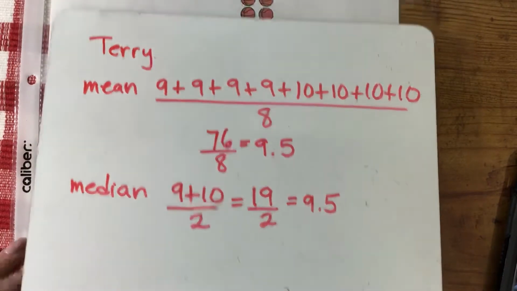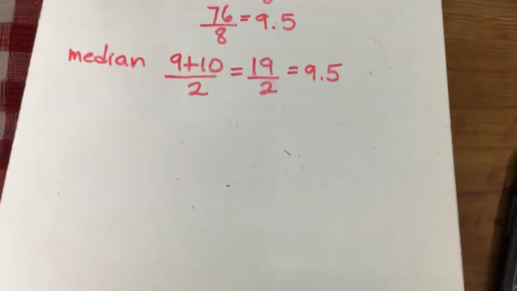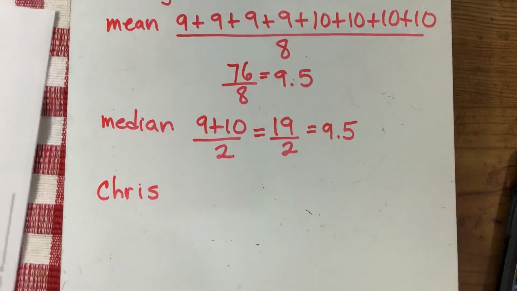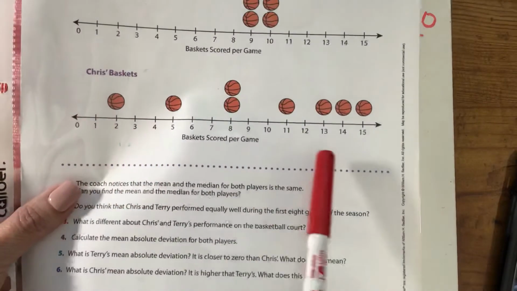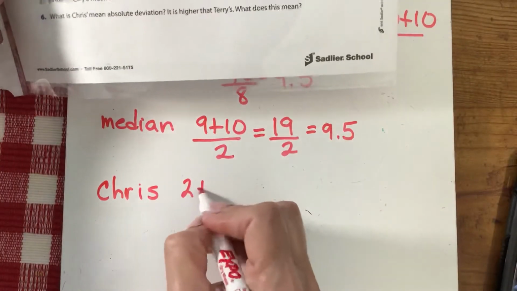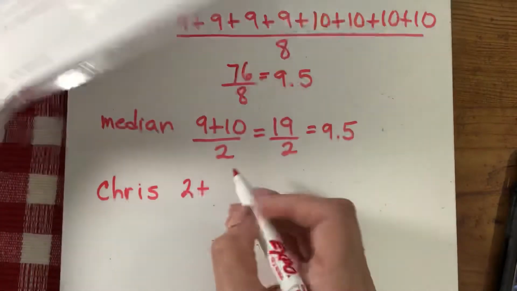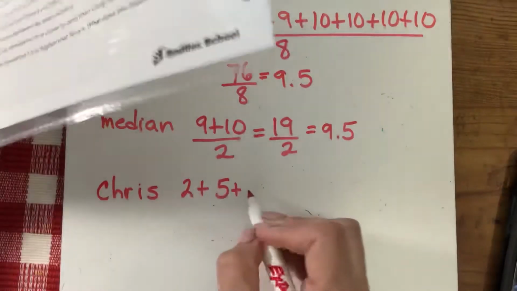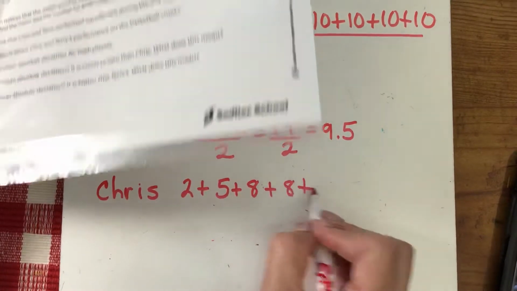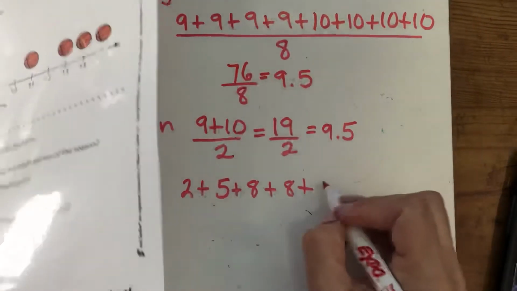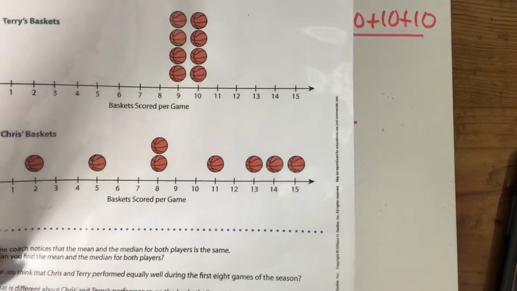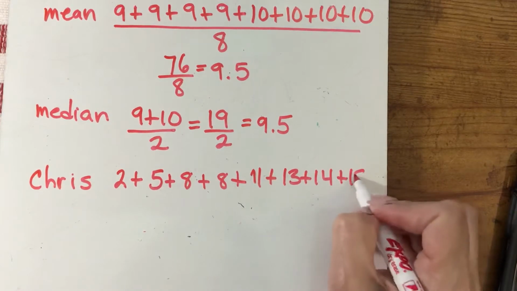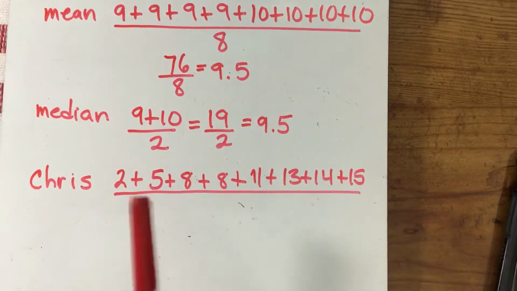Now let's find out what it is for Chris. Okay, please follow along with me because you guys will have a lesson on this. So Chris has, and I'm going back to my paper here, so I need to add 2 plus 5 plus 8 and 8, 2 8s. Remember, you got to list them both times. 11 plus 13, 14, and 15. And it should be over 8 because they both had 8 total.